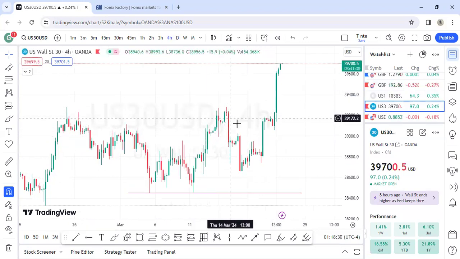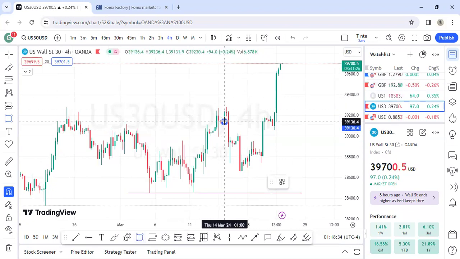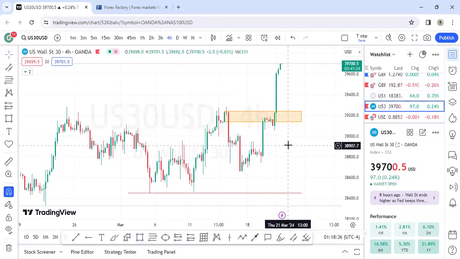The market is bullish now. So we have this breaker level here. This is a breaker block. It's a breaker block now. So the market can still come back here to continue buying.